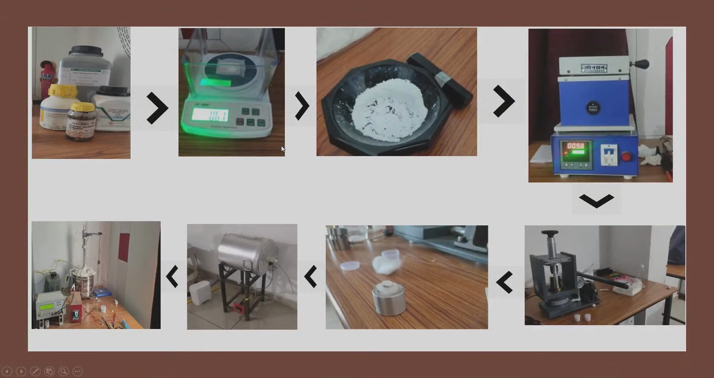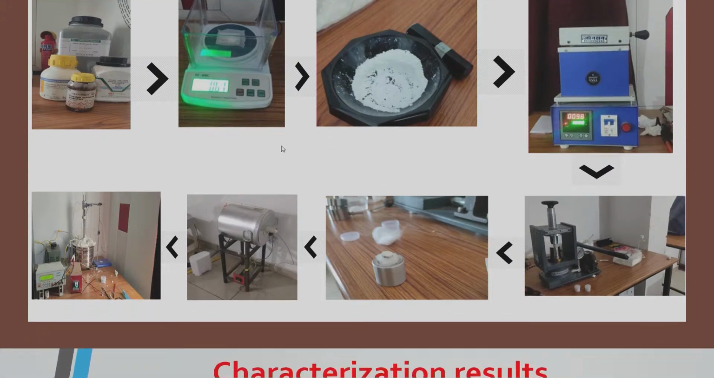So these are the processes and the chemicals we have used. We measured the compounds with the agate mortar and others. We used the furnace and pelletizers. This is the furnace, and this is the characterization technique that we have used.